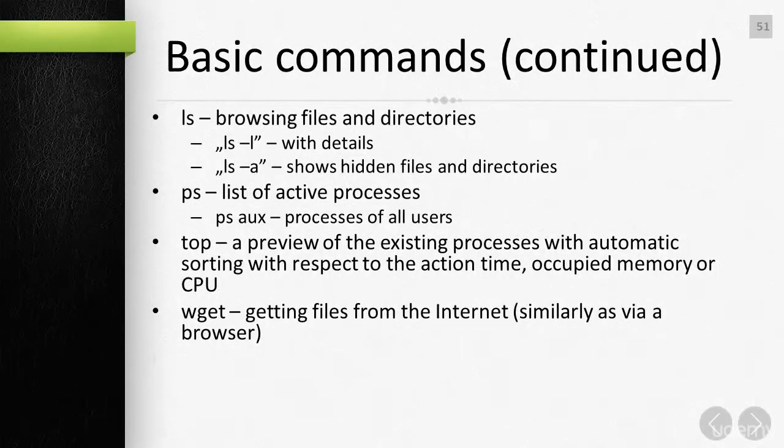wget downloads files from the internet, just as it could be done through the web browser. This is especially useful while writing scripts. You can create a script with this command that will first download some file from the internet and then unpack it automatically. Eject can be useful when the drive does not eject.